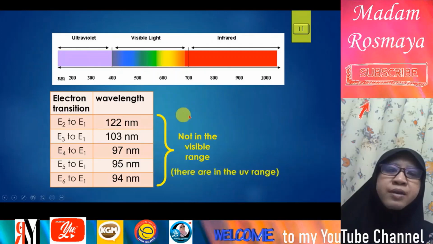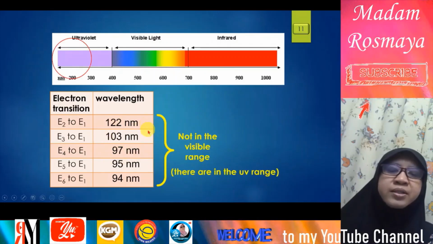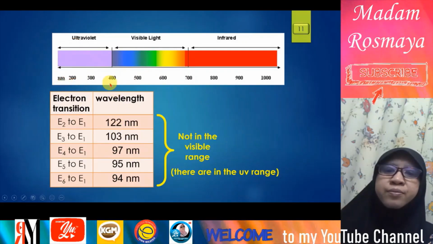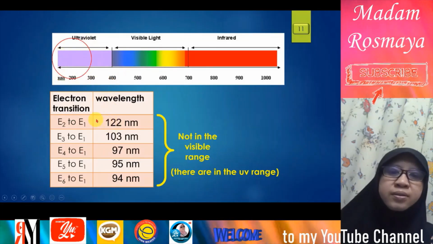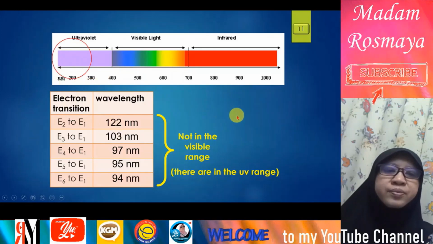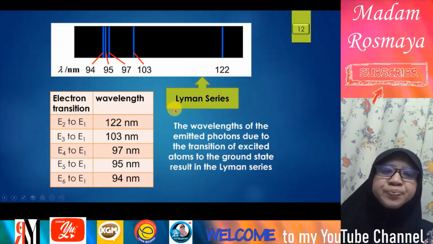So these wavelengths are not in the visible range. The visible range is between 400 and 700. The values here are in between 100 to 200, so in this range. So they are in the UV range.